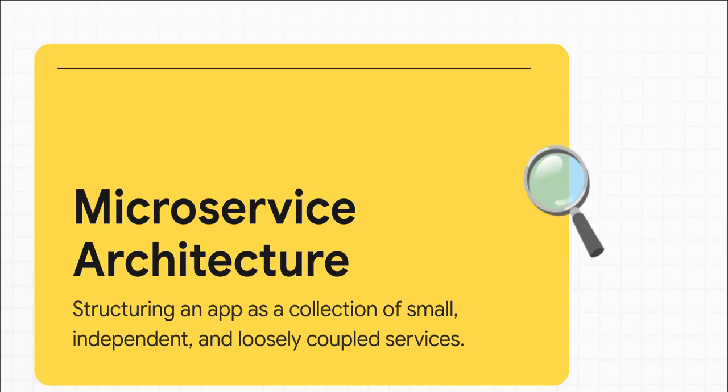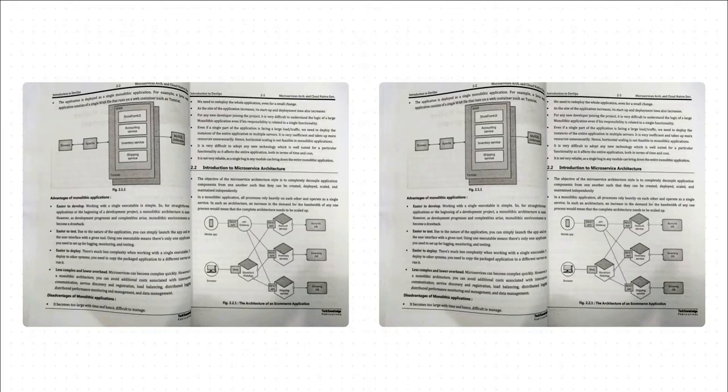Here, every feature is basically its own mini application. A separate service that does just one job and does it well. Like a service just for handling payments, or one just for managing user profiles. And this comparison just says it all, doesn't it? On the left, we've got our single monolithic building. But on the right, it's a completely different world.